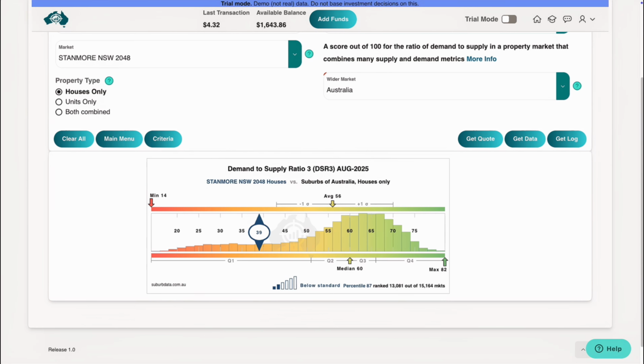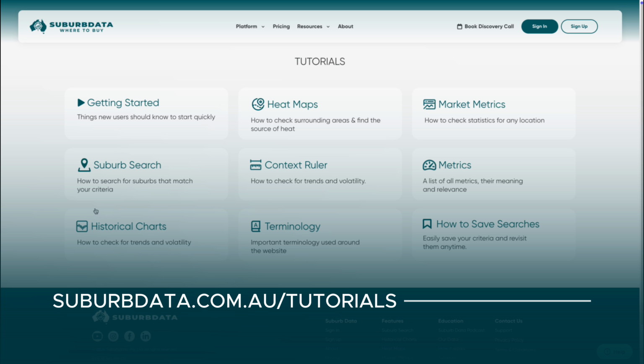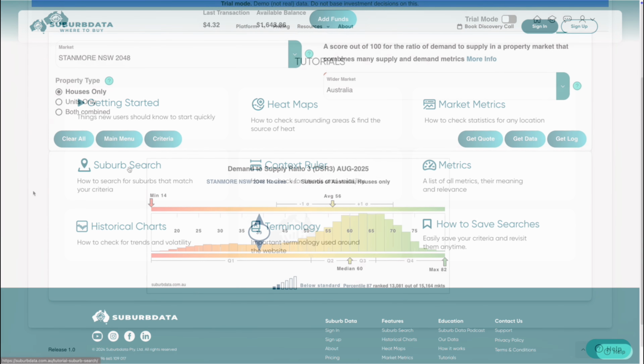But you can choose other metrics like yield if cash flow is your thing. But the important use of the context ruler comes not from comparison to see how good a single market is, but rather to see the spread of values across the country for any metric you're not completely familiar with. And this is really important when setting filters in Suburb Search. If you haven't gone through the Suburb Search tutorial, make sure you do that now and come back here, or what I'm about to say might not make much sense.